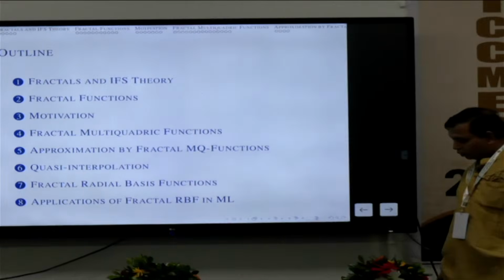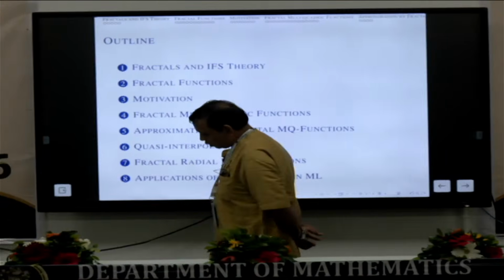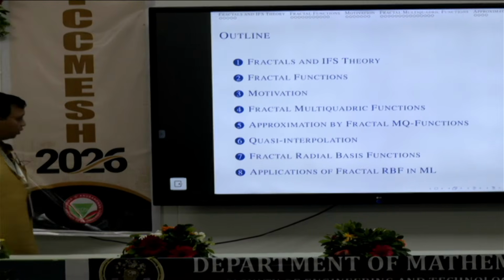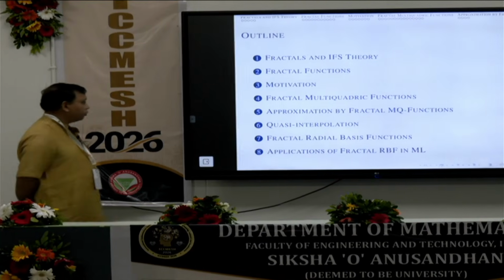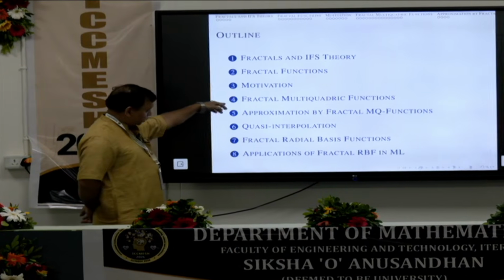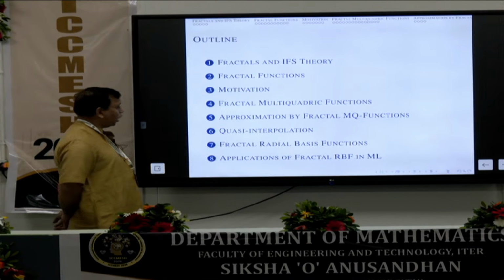Sometimes you will get a system of equations and the system may be ill conditioned. So that's why we thought of developing something called quasi interpolation. There you don't have to solve the system of equations, then we construct the multi-quadric function. This we have done in R2, but the same thing one can go for higher dimensions.